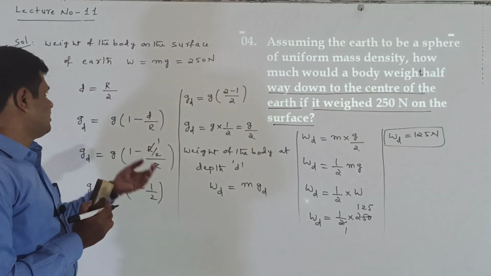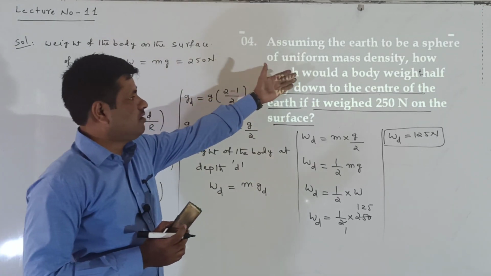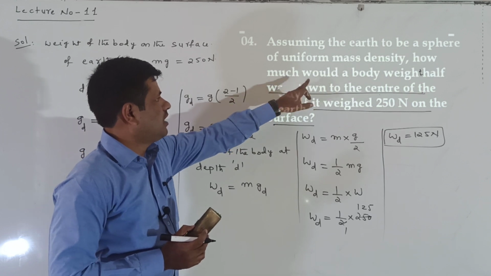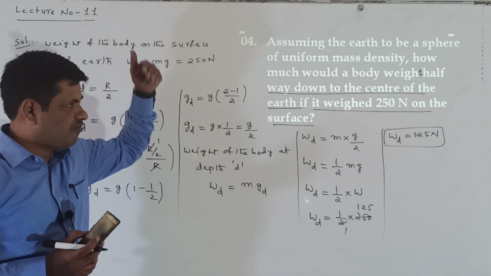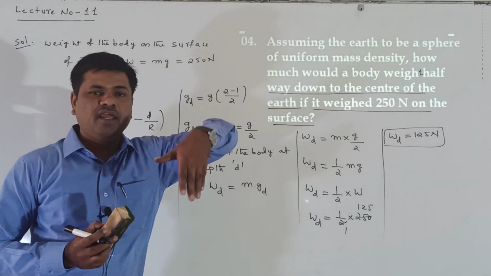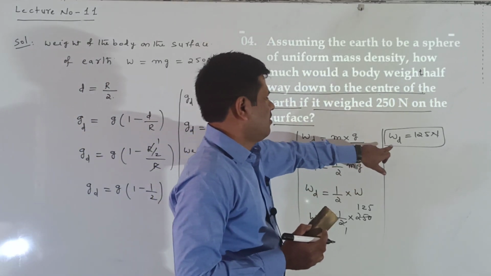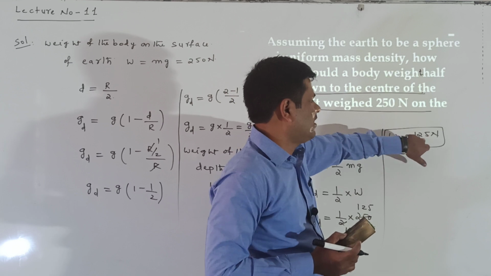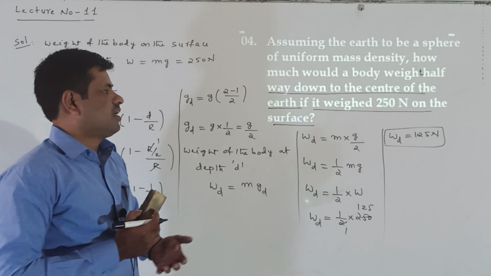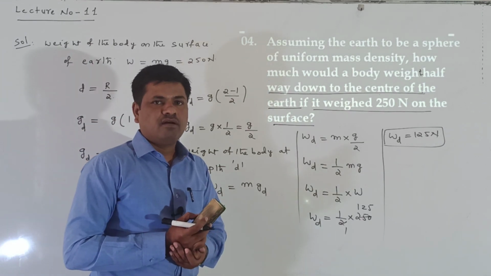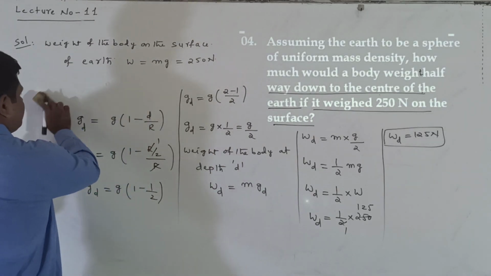This is the weight of the body at depth D, where the depth value is half of the radius. Halfway down to the center of the earth means going down half of the radius. When going down to that depth, the weight we get is 125 newtons. Right, this is our fourth numerical.